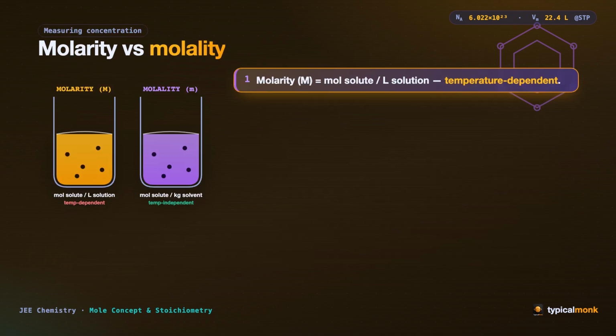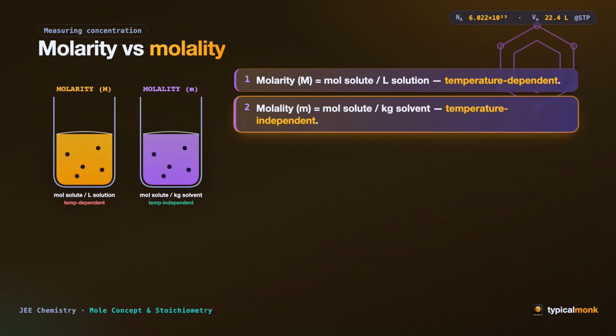Now, concentration: how much solute is dissolved in how much solution. 2 cousins live here, and JEE loves to test whether you can tell them apart and convert between them. The first is molarity, written with a capital M: moles of solute per liter of solution. But notice its weakness. It is built on volume, and volume expands when you heat it. Warm the solution, and the liter grows, so the molarity drops. Molarity depends on temperature. The second is molality.